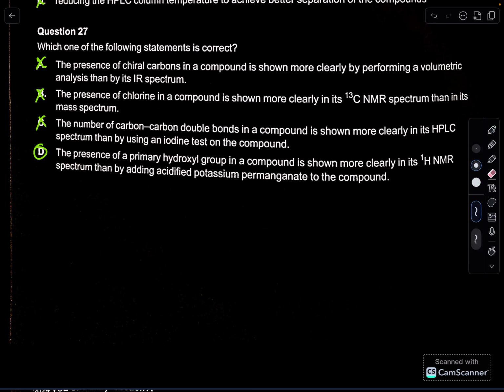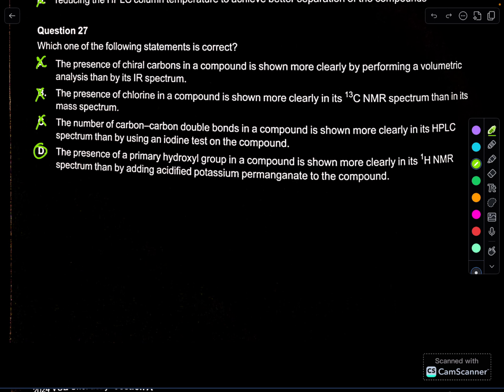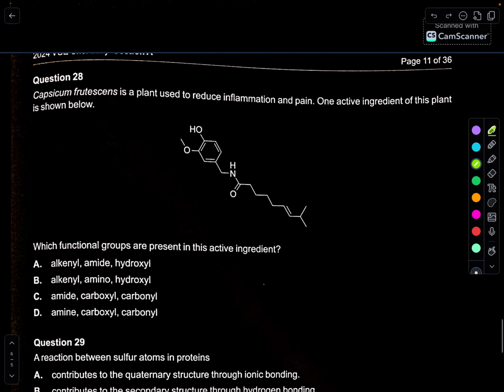The presence of a primary hydroxyl group is shown more clearly in an HNMR spectrum. Adding potassium permanganate gives a result for both primary and secondary; it works for both of them. So you can't tell the difference between the primary and secondary groups, but you can tell by HNMR. So 27, D, I would say.